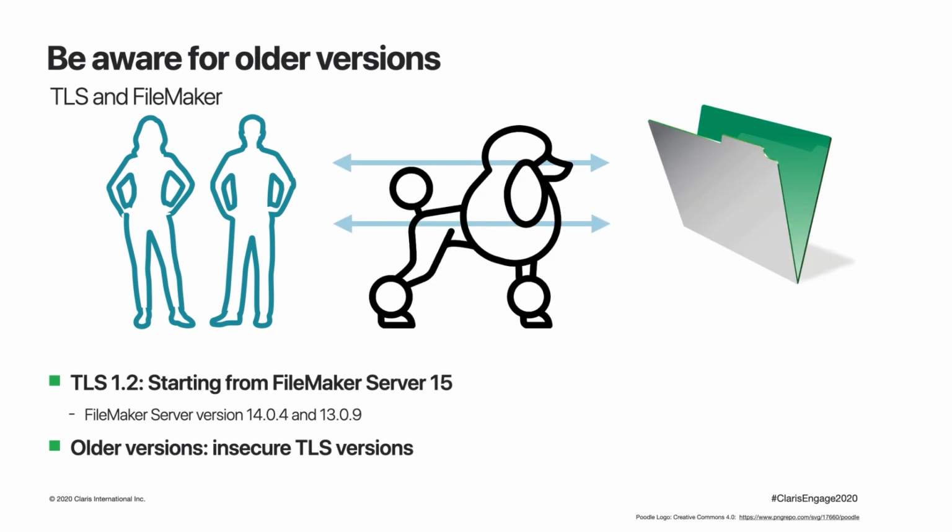Be aware of older versions. Older versions are using older versions of TLS and could be vulnerable to attacks such as the POODLE attack. So be sure that you're using the latest version of FileMaker Server.